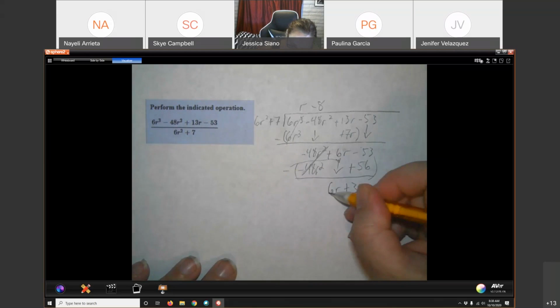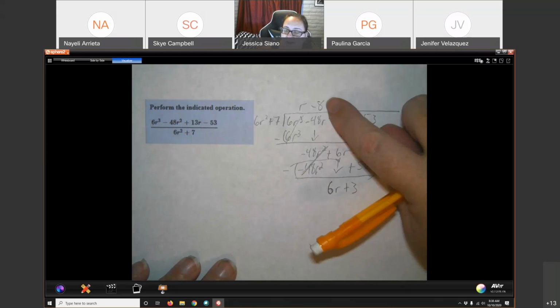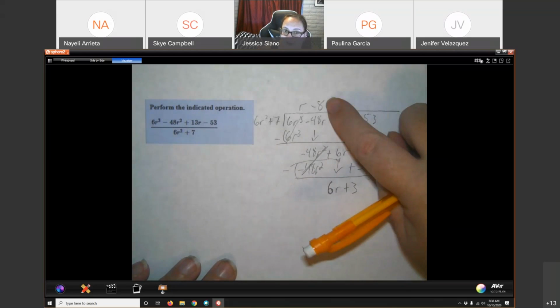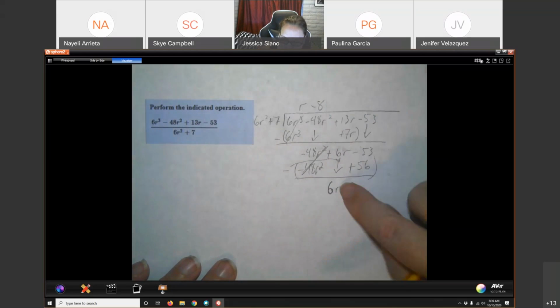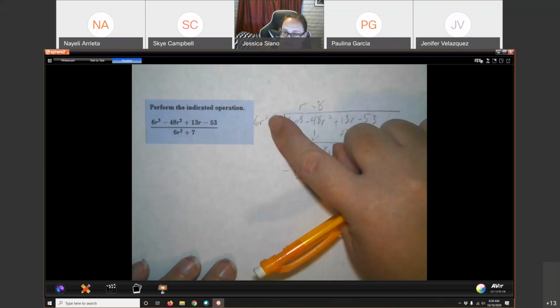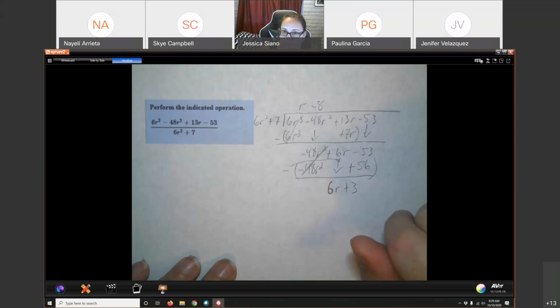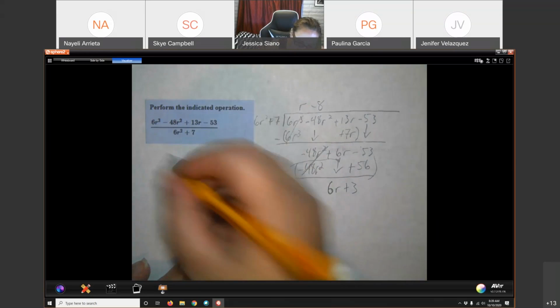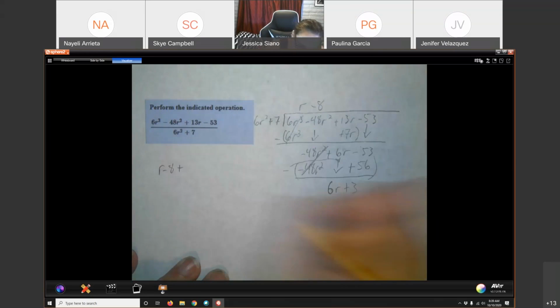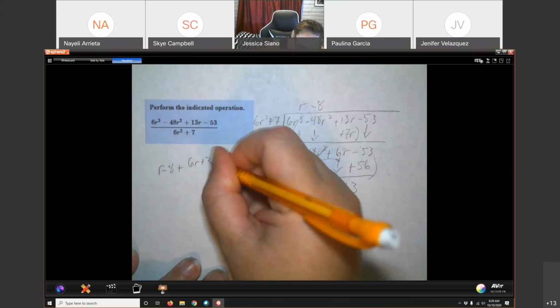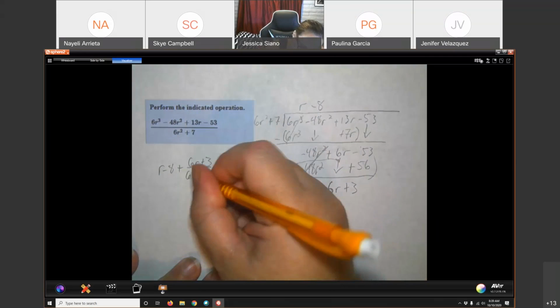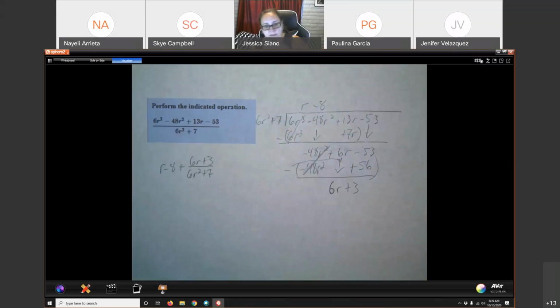Now, you'll know you're done with these when this last thing is a constant. So we're out of variables. I cannot do 6r divided by 6r squared. So my final answer would be r minus 8 plus 6r plus 3 over 6r squared plus 7.